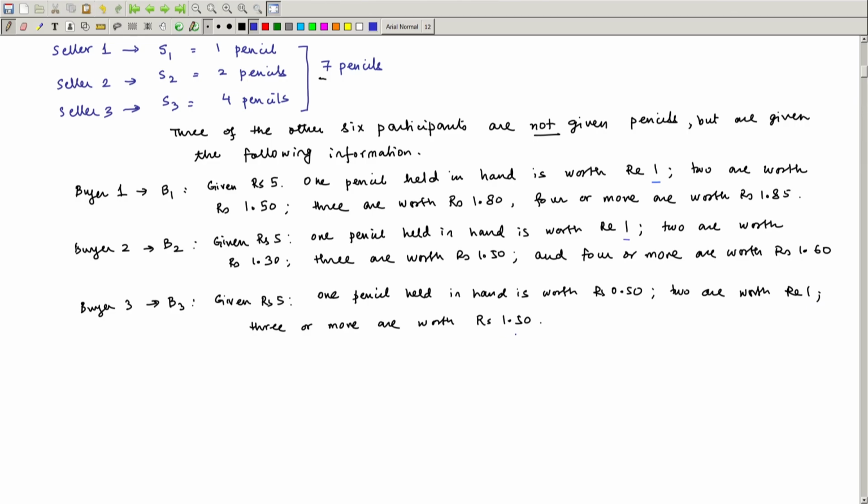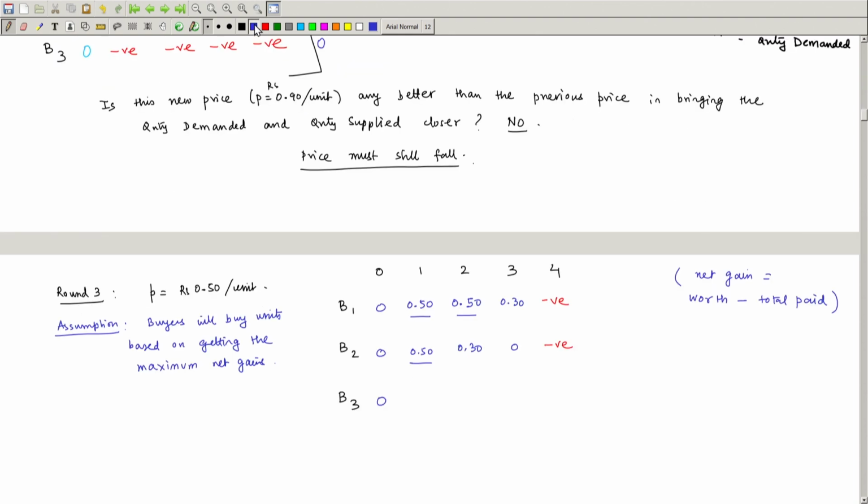3 are worth 1.5. So, my net gain continues to be 0. So, notice for buyer 3, the net gains are 0 units for all of these cases, right. So, let us just make a note for all of these cases, and for 4 and beyond you can check that it is going to be negative. So, I will just put a minus sign here.